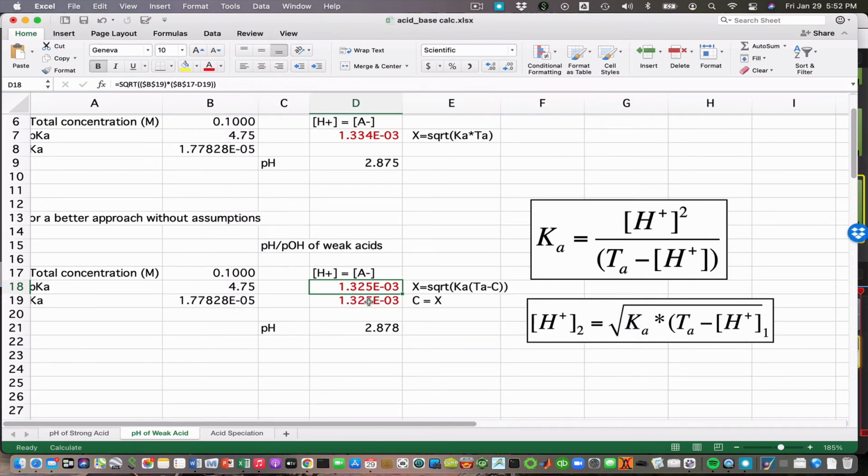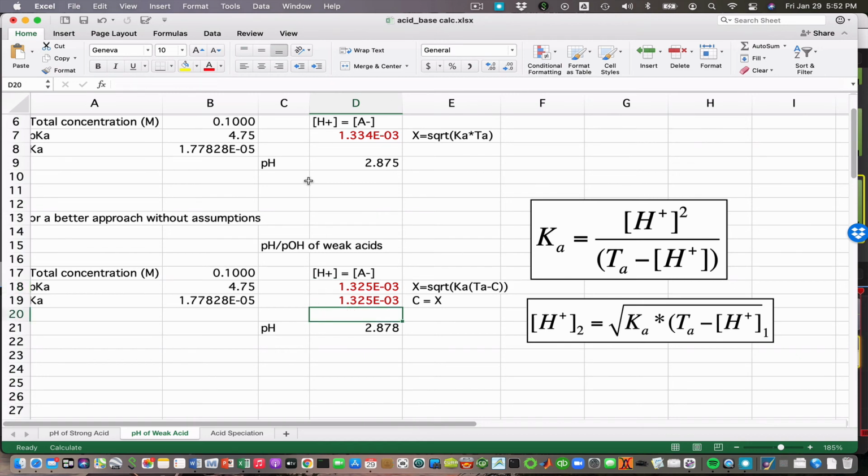Okay, so now what I've done is iteratively solved for the H plus concentration. This is a little bit of a numeric trick, and it takes a little getting used to, but once you understand what's going on, it's pretty helpful for conditions where the H plus concentration is very close to the total acid concentration. Alternatively, use the quadratic equation, and that will also work.